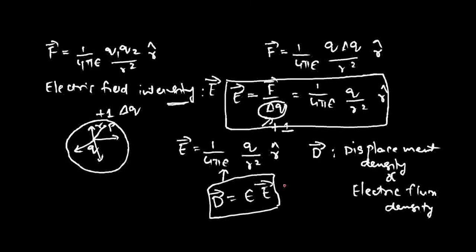This is experimentally proven by the great scientist Faraday. Based on his experiments, he concluded the relation between D bar and E bar as D bar is equal to epsilon into E bar, and he named this D bar as displacement density. Later, Gauss verified again this equation D is equal to epsilon E, and he renamed this displacement density as electric flux density. So it's up to us to either call this D bar as displacement density or electric flux density. Both of them mean the same.